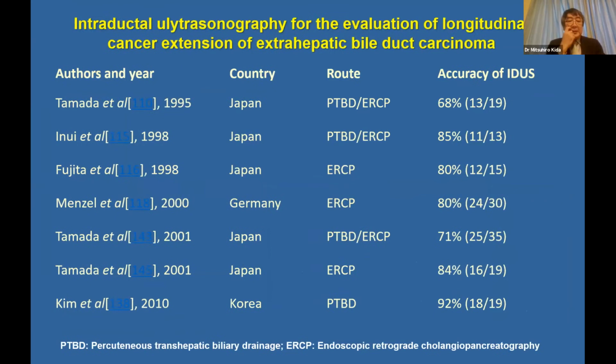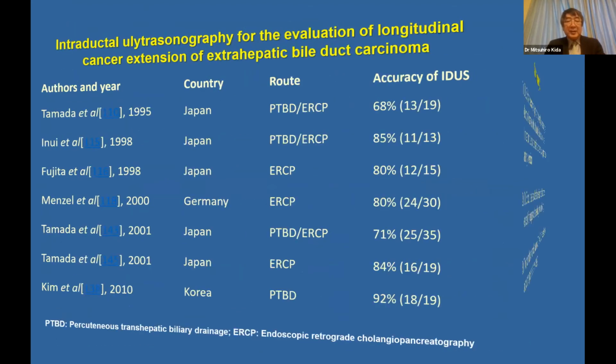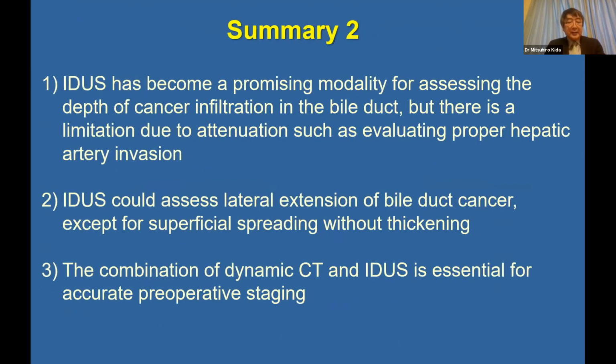This is the accuracy of IDUS on the lateral extension of bile duct cancer. Its accuracy is around 68 to 92%. Summary 2: IDUS is becoming a promising modality for assessing bile duct cancer depth, but there is a limitation due to attenuation. IDUS could also assess the lateral extension of bile duct cancer. However, a combination of CT and IDUS is essential for accurate preoperative staging.